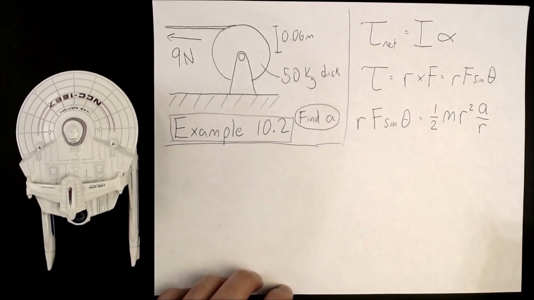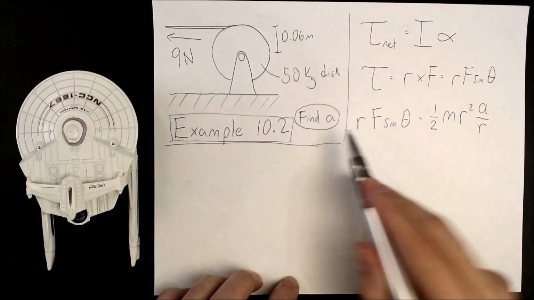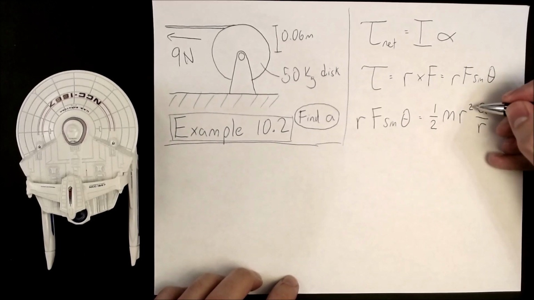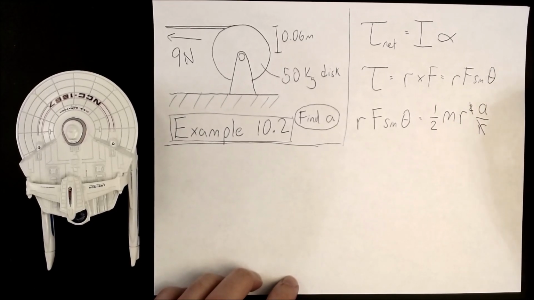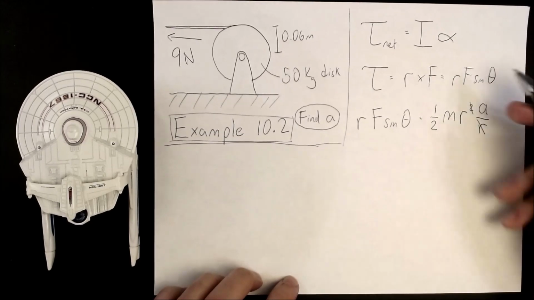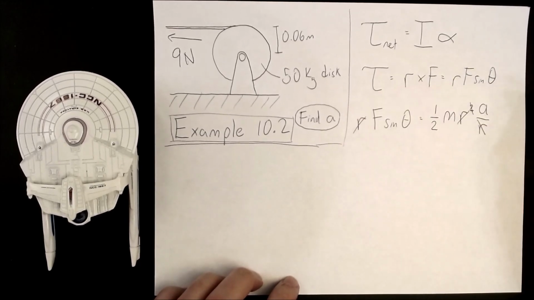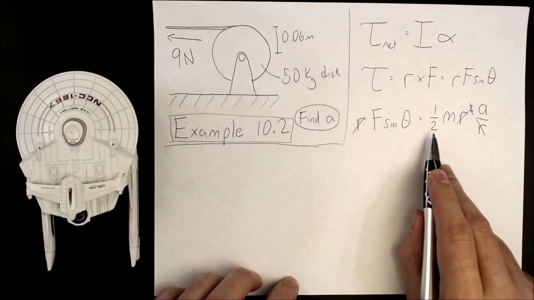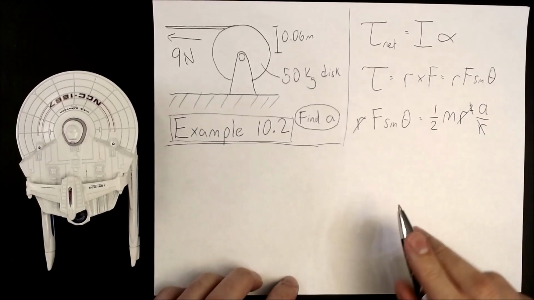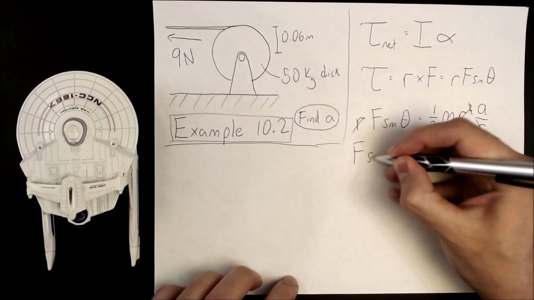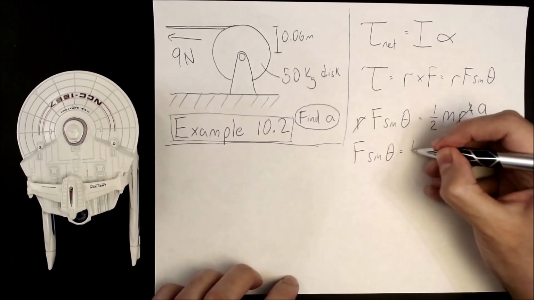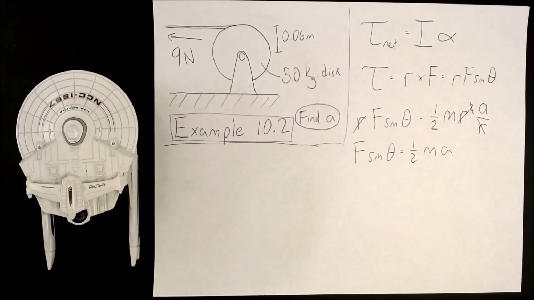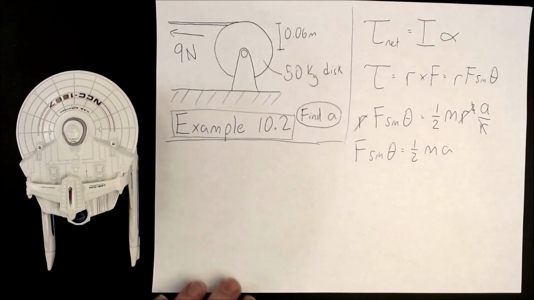Now we've got this thing. What can we do with this? We're going to try to find A eventually. Well, I can see that we can do something over here. We've got R squared and R, so those go away. And then we've got an R and an R, so those go away. And we've got force times the sine of theta is equal to 1/2 m times A. Force sine theta is equal to 1/2 ma. We need to figure out what the angle is.